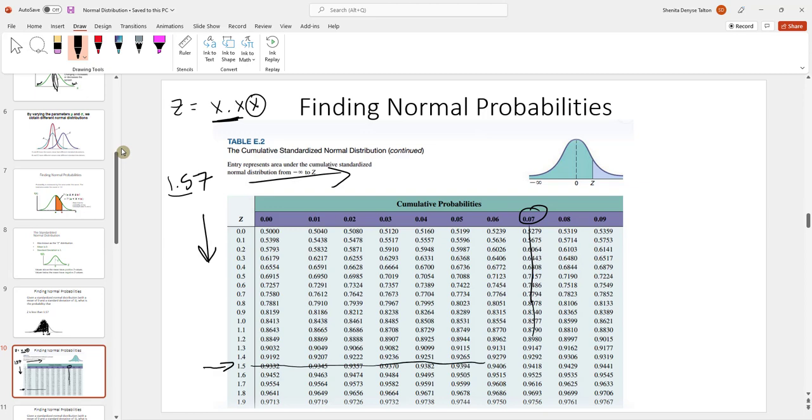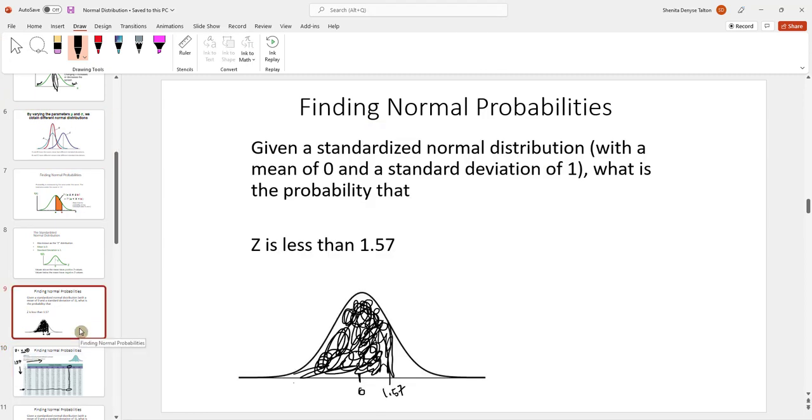So I'm going to keep going, keep going, keep going. It's right here, 0.9418. Okay, so this area here is 0.9418. So the probability that the z-value is less than 1.57 is 0.9418.